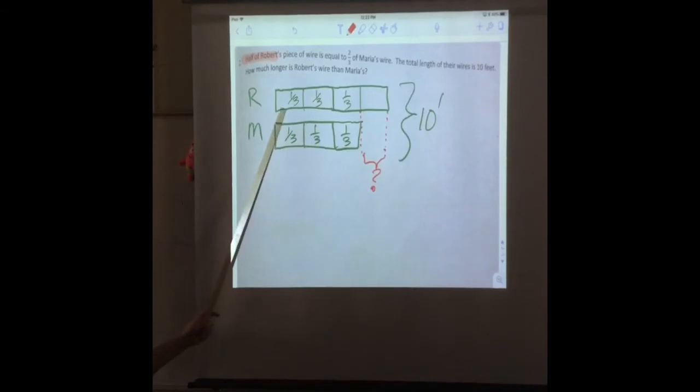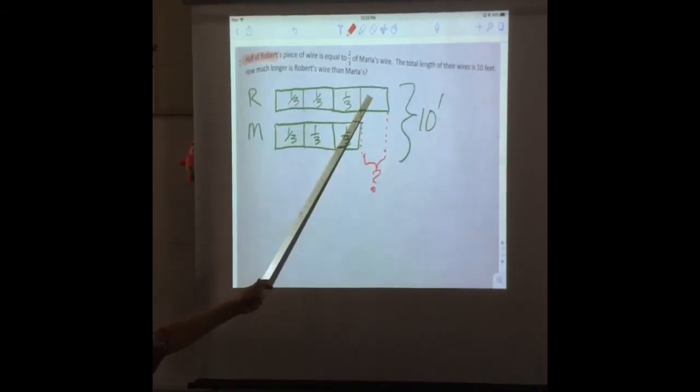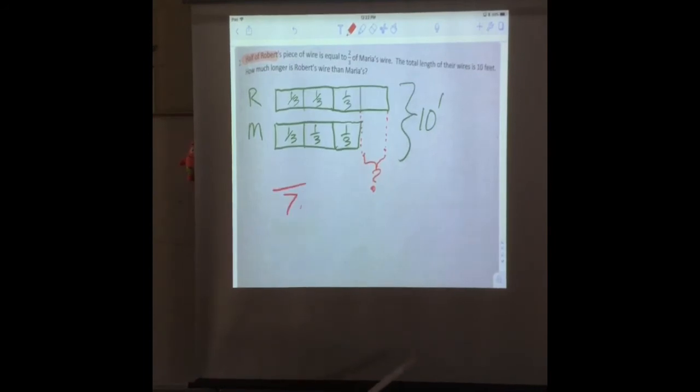So let's count. We have 1, 2, 3, 4, 5, 6, 7. We have 7 units, and all 7 units are going to equal 10 feet. So 10/7, this is 10/7 of a foot longer. And if we took that and put it into this, we could have our 10 here. Our 7 goes on the outside. The top number always goes on the inside of the house.